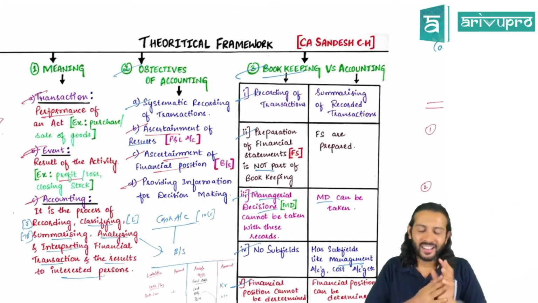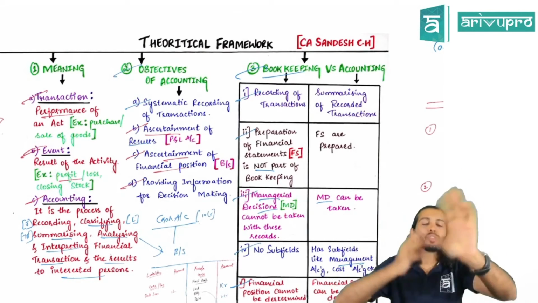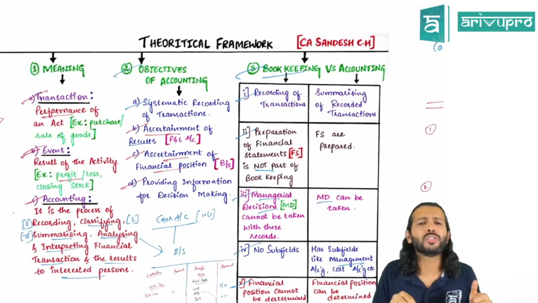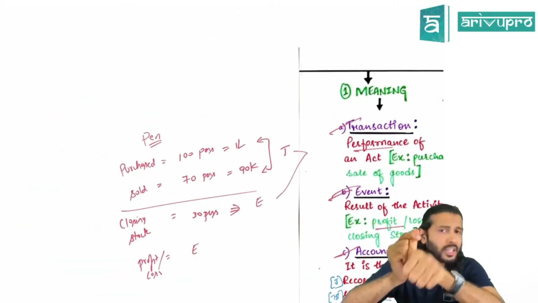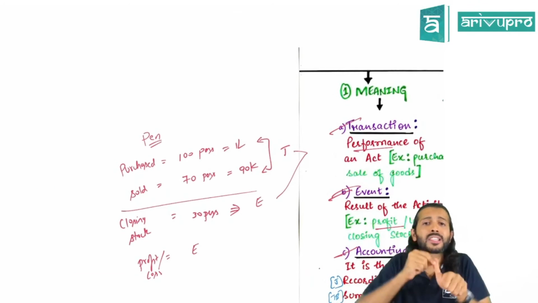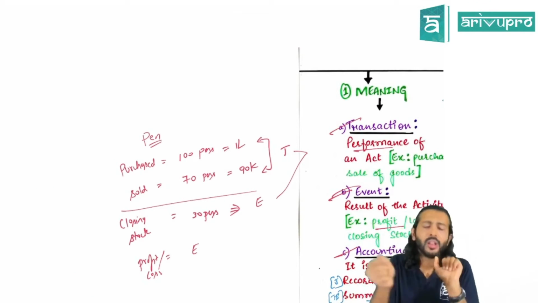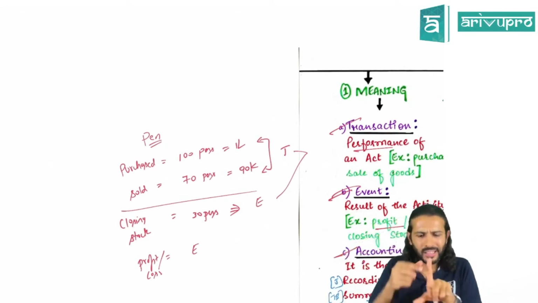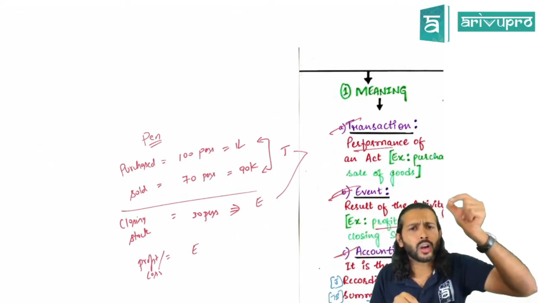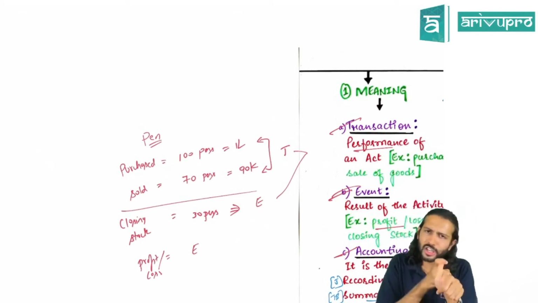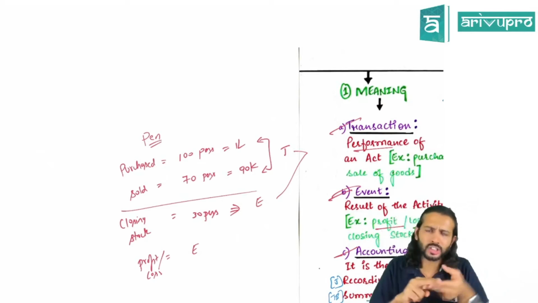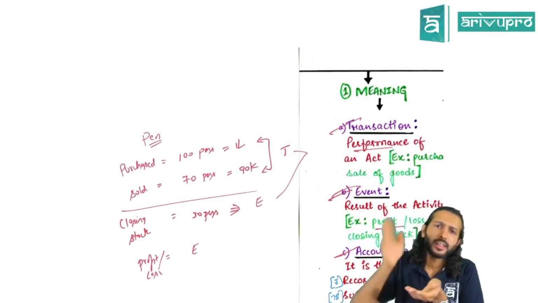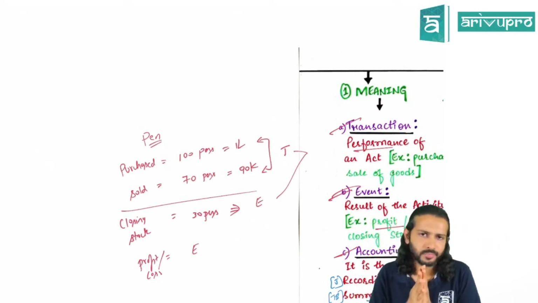Okay. Awesome. Let's have a quick recap. So accounting deals with what? Only transactions and events. Transaction means an activity, but that activity should be expressed in terms of money. What is an event? An event is the result of that activity, meaning the result of the transaction. We call it an event, like closing stock, profit, loss. All these are events. So accounting deals only with transactions and events.